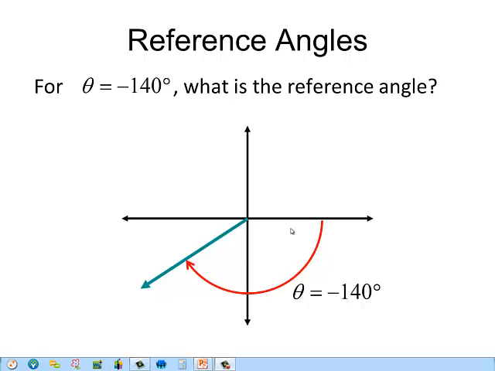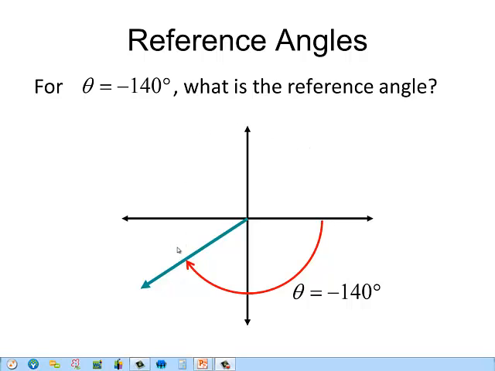Okay, for this example, we have an angle that's negative 140 degrees. What is the reference angle? We know the reference angle's in here, but my negative 140 is really positive 220, right? 220 plus 140 is 360, so it's a positive 220.